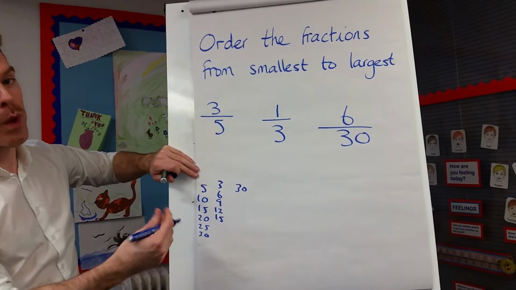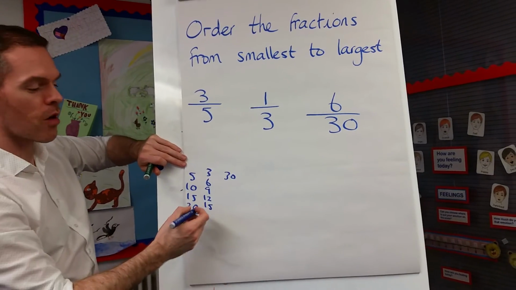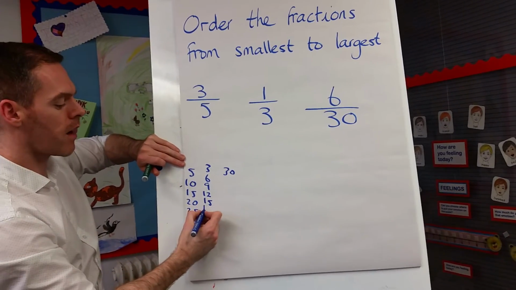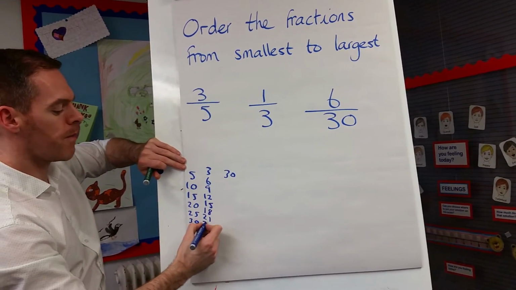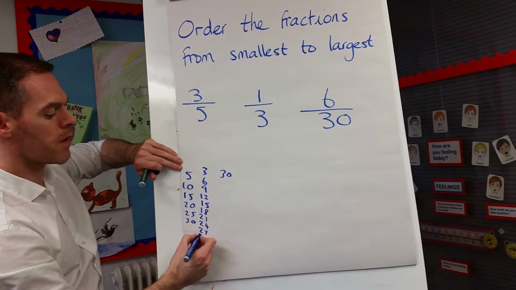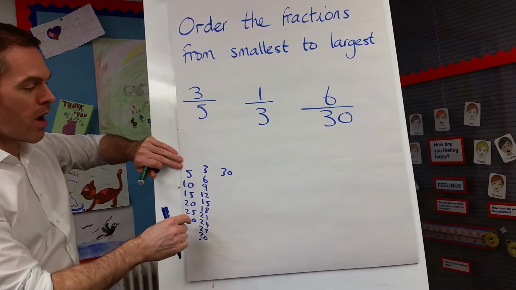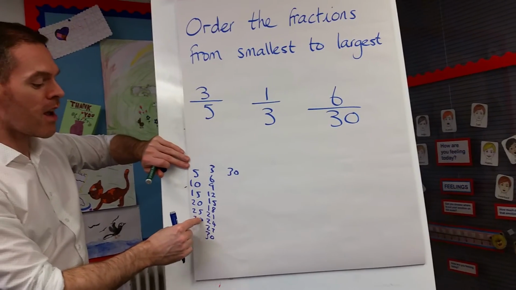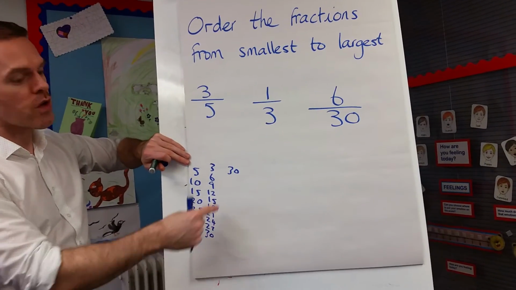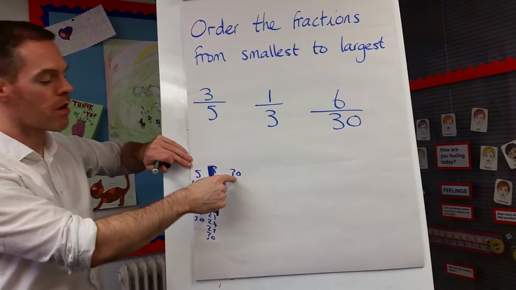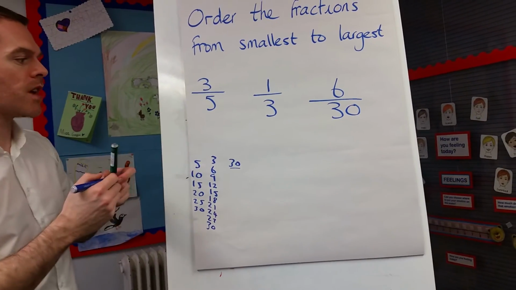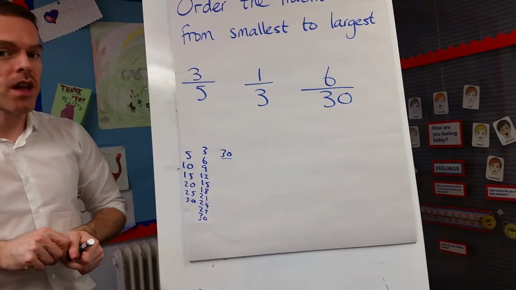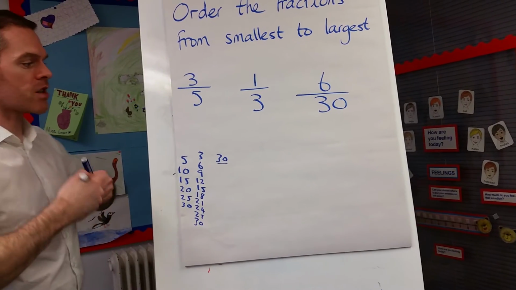And of course we know we will, because we know that 10 groups of 3 is 30. But let's just keep going to check it. 18, 21, 24, 27, 30. Okay, so 5 is a factor of 30. 3 is a factor of 30, and of course 30 is a factor of 30, okay? 30 goes into 30 once. So my common denominator is 30 for all 3 of these fractions.